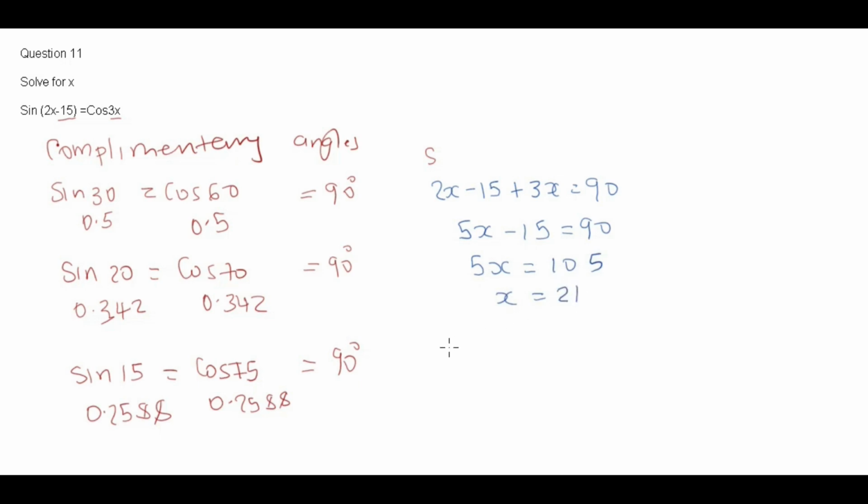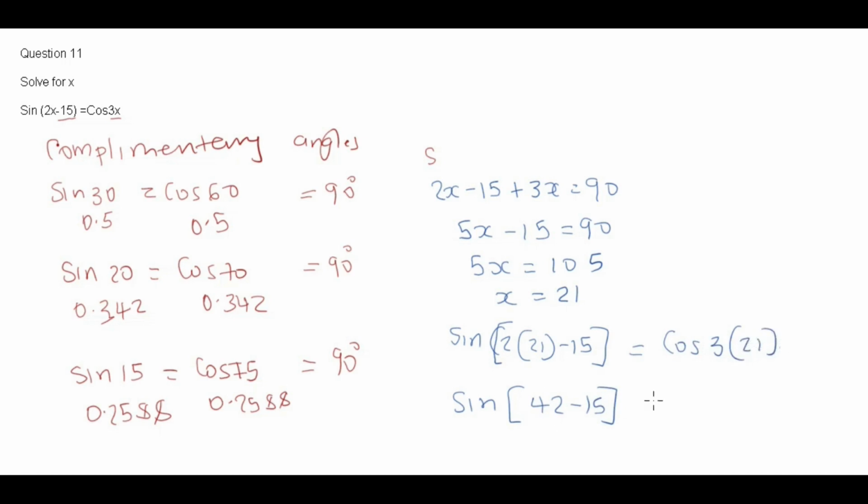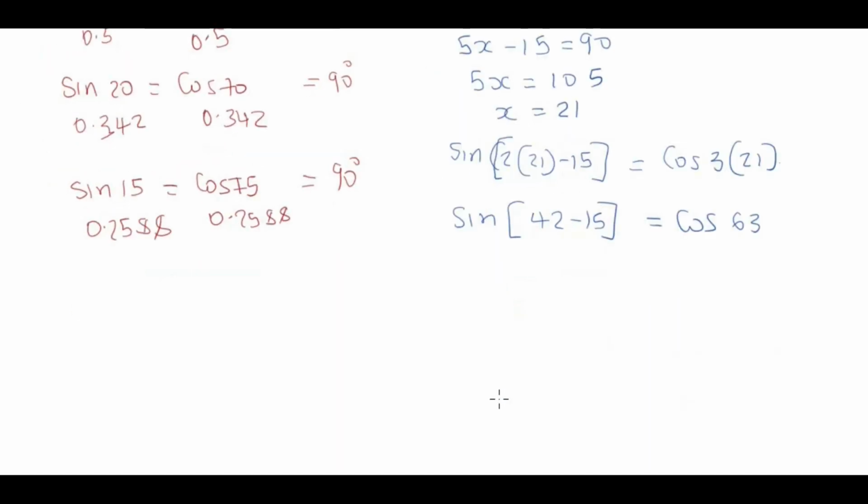So we can check if we got the correct answer. Sine of 2x minus 15, where x is 21: 21 times 2 is 42, and 42 minus 15 is 27. Cos of 3 times 21 is cos 63. So sine 27 is equal to cos 63.